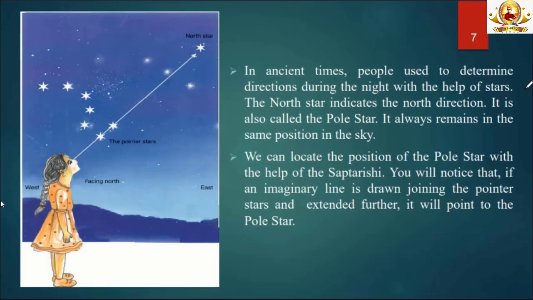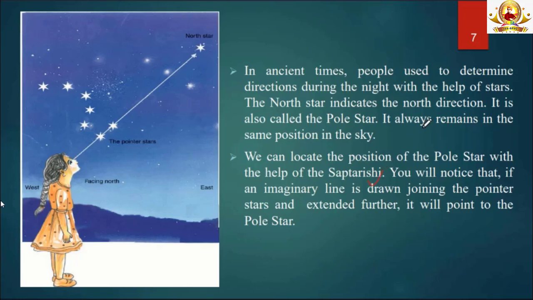Let's see how the pole star was important. Pole star is a star which has a fixed location and it is always in the north. And we can locate the pole star with the help of the Saptarishi constellation. Why is the pole star important?